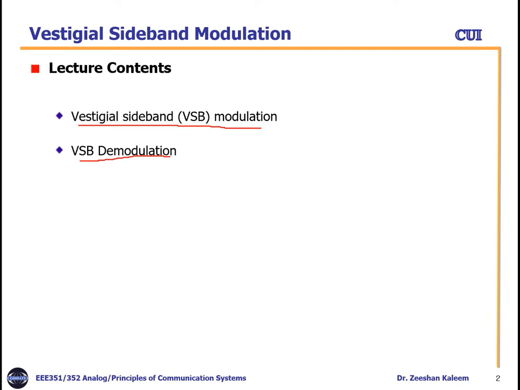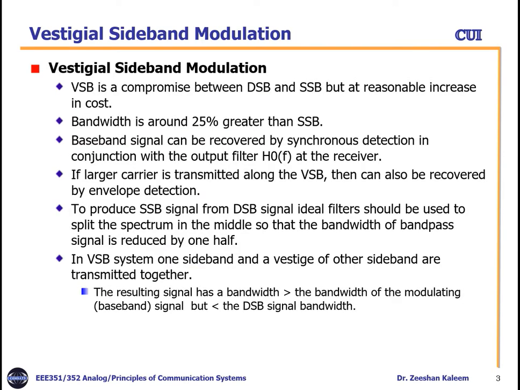Okay, let's move on. Vestigial sideband modulation. So, vestigial sideband modulation is actually the compromise between the double sideband and the single sideband, but at a reasonable increase in cost. So, what does it mean? It means that in double sideband we transmit two sidebands, right? One is the upper sideband, the other is the lower sideband. In the single sideband, we only transmit either the upper sideband or the lower sideband.